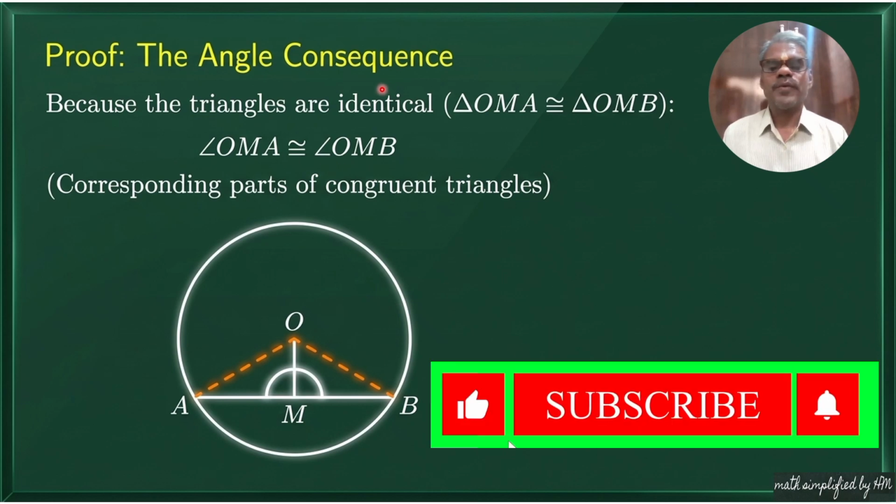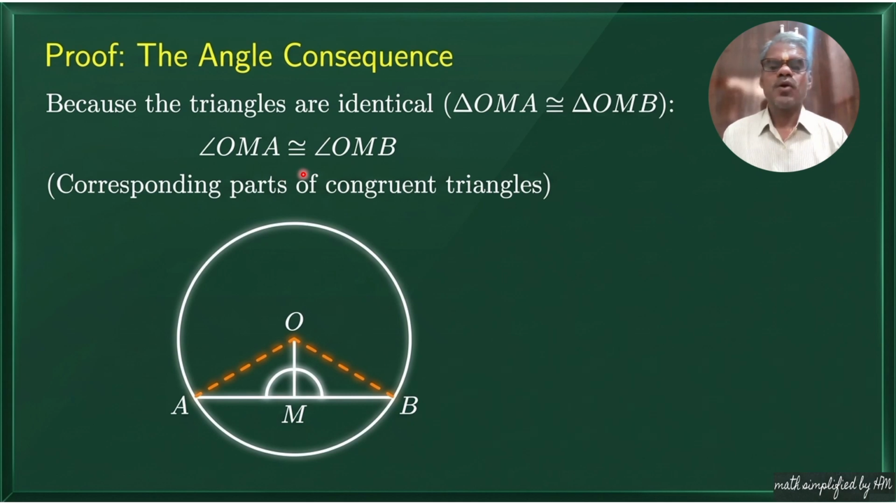The angle consequence. Because the triangles are identical, angle OMA is congruent to angle OMB, corresponding parts of congruent triangles, triangle OMA and triangle OMB.